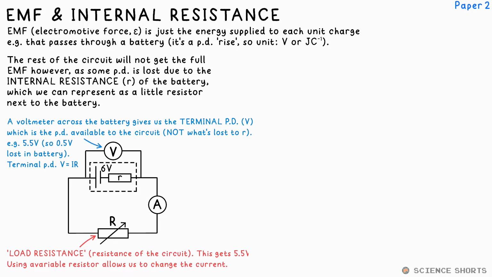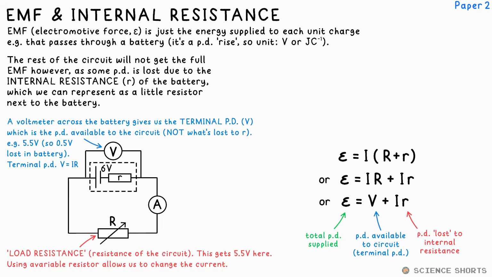So we can call this the terminal PD. Be careful, this means the voltage available to the circuit. That means 0.5 volts is being lost inside the battery due to its internal resistance, little r. The EMF, electromotive force, epsilon is the symbol we use, is the total PD provided. That's the 6 volts here. So the equation is this. EMF equals terminal PD, V, plus I, little r. So I times little r is the voltage lost due to the internal resistance.